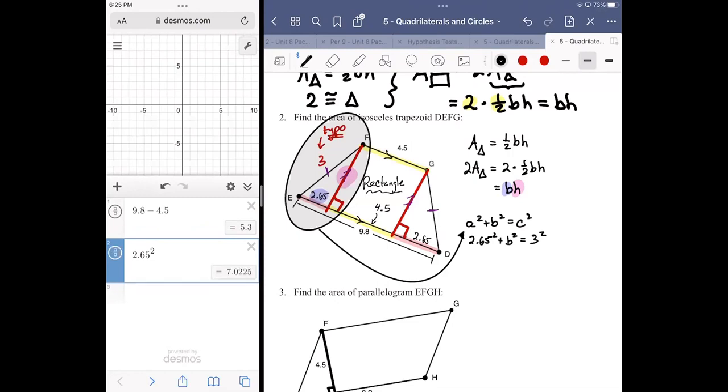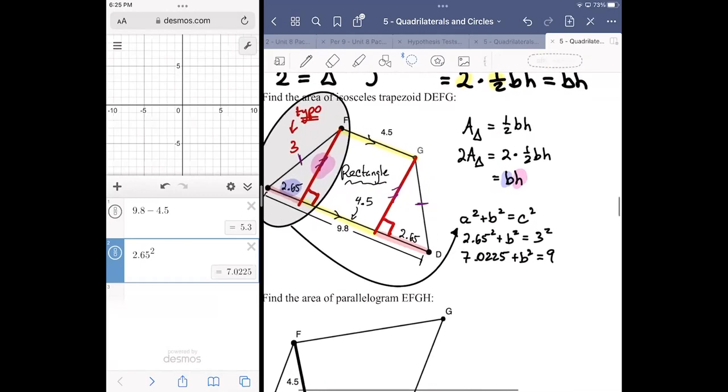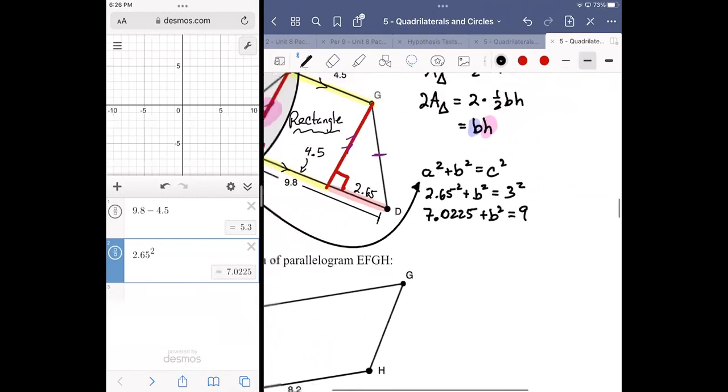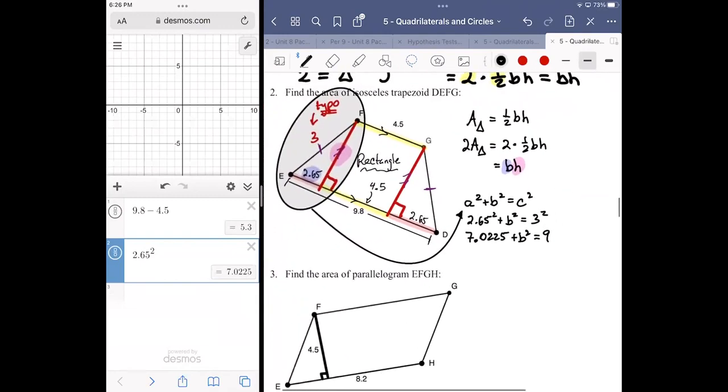So 7.0225 plus b squared is equal to 9. I think I mentioned this last class, but there is a way to figure out that area, but you'd have to use trigonometry or more complicated algebra. So it's just easier for me to just make up a number. That's why I put 3 there. And that's why I keep forgetting to put a 3 there, because I know that you can do it another way, and I keep losing track of that.